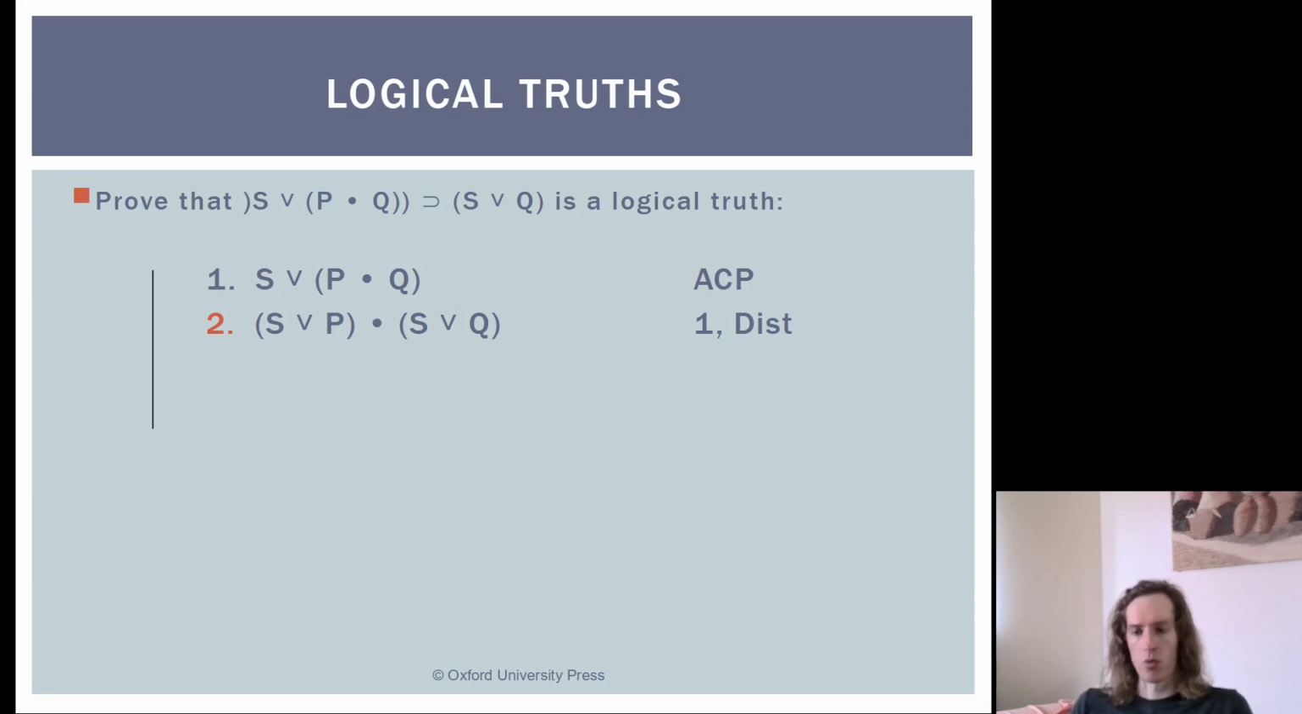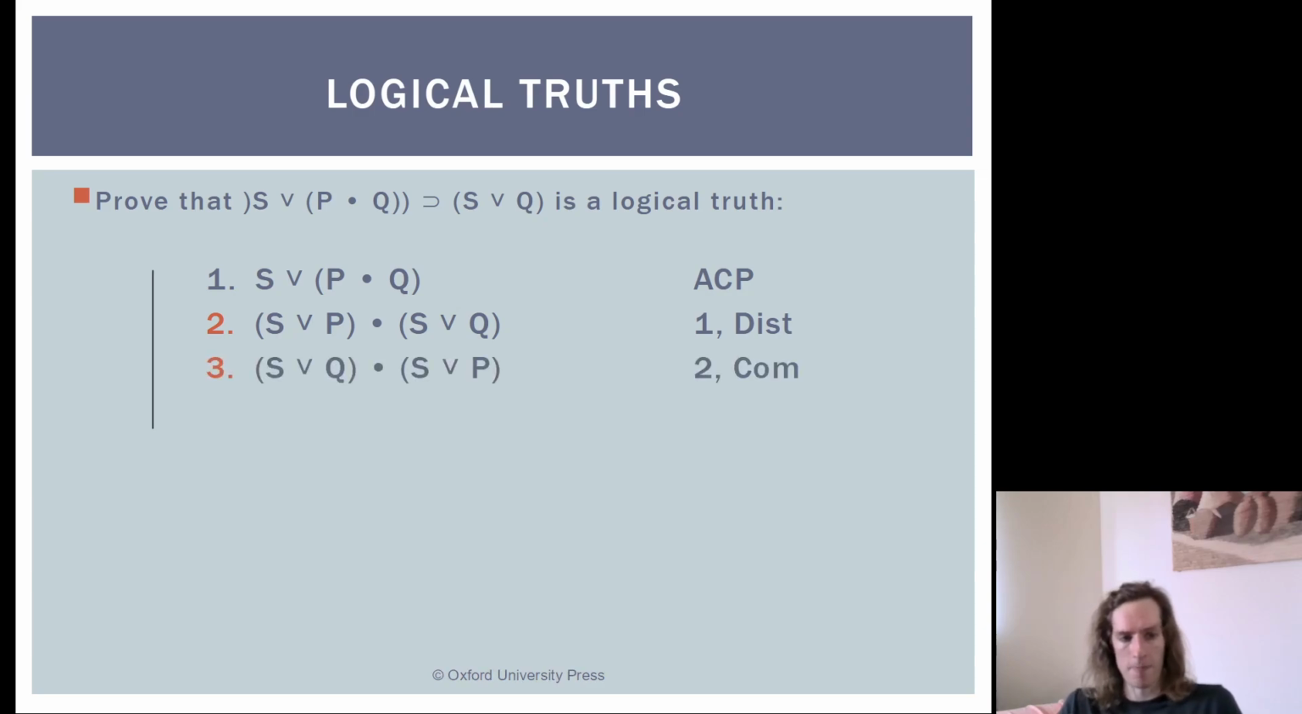Now, something that we can do with this is to distribute. So we have S or P and Q. We can apply distribution to that line, so we get S or P and S or Q. It should be fairly obvious where to go from here. Next thing we'll use is commutativity. On line 3, we'll swap these around so we get the S or Q in front. Then we just simplify the S or Q to get it by itself.